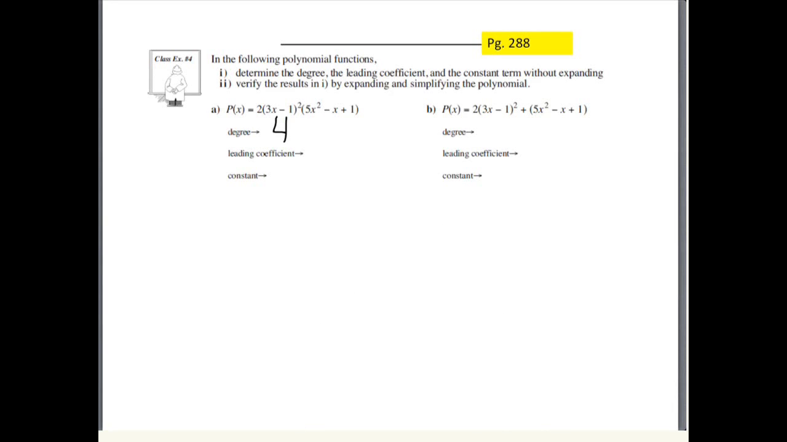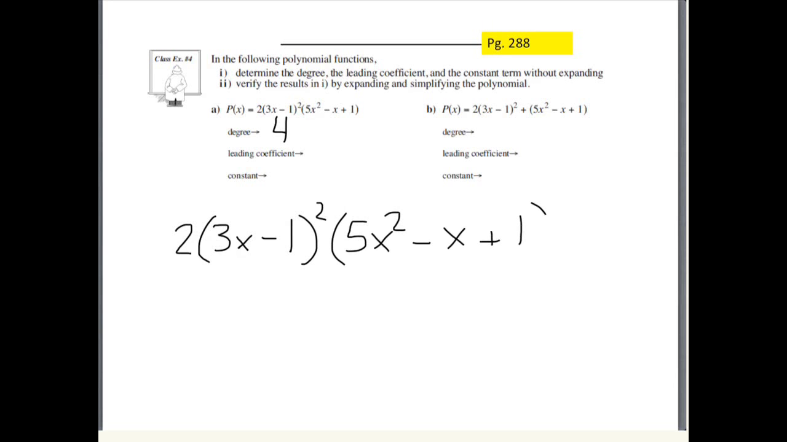As for the leading coefficient, let's write this out. We've got 2, and then we've got in brackets 3x minus 1 squared. And we've got 5x squared minus x plus 1. This 2 is important because it's going to be multiplying everything else, so you can bring that down. As for this next set of brackets, the only number that matters is the one that's attached to the x. So you can ignore this part right here, and of course we don't need the x to find the leading coefficient, so you can ignore that as well.